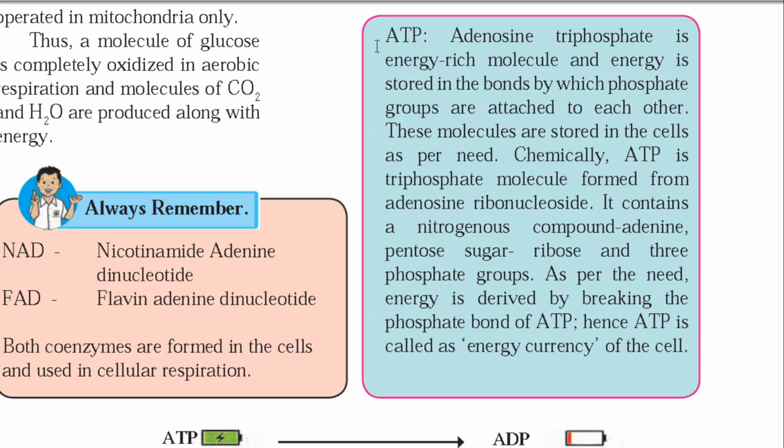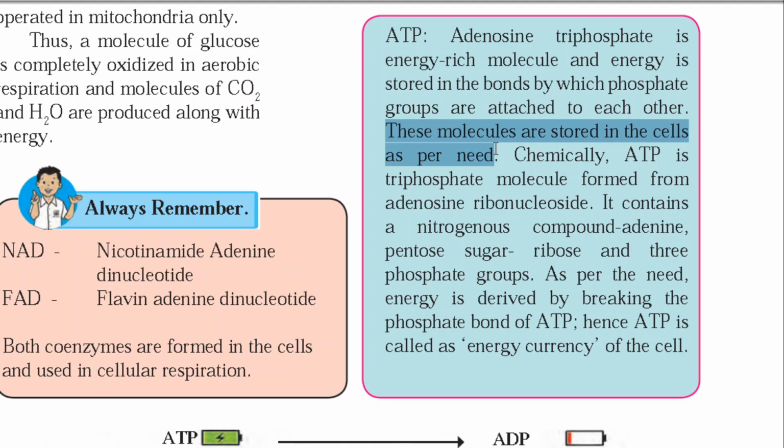So what is ATP and its long form? ATP means adenosine triphosphate, an energy rich molecule, and energy is stored in the bonds by which phosphate groups are attached to each other. A is adenosine, T is tri, P is phosphate. These molecules are stored in the cells as per need. So ATP is stored inside our body, inside our mitochondria.